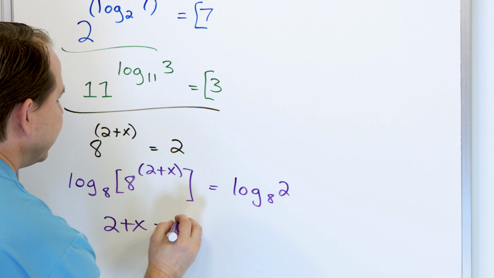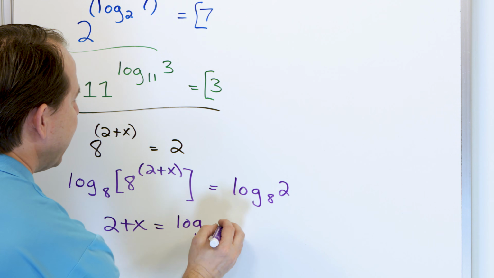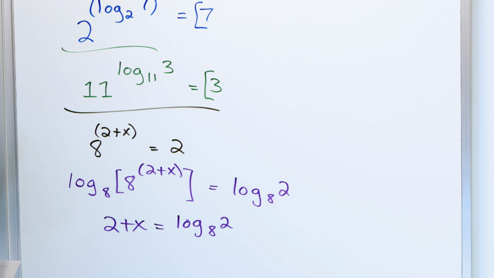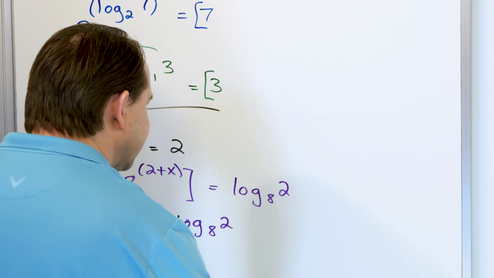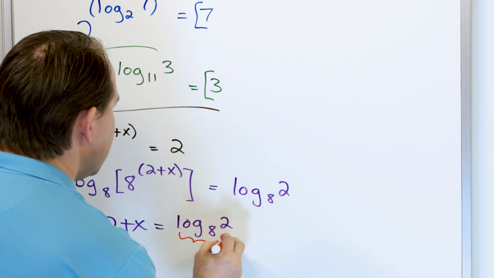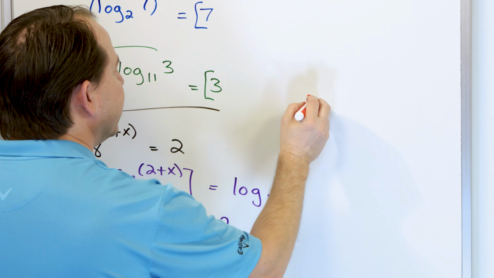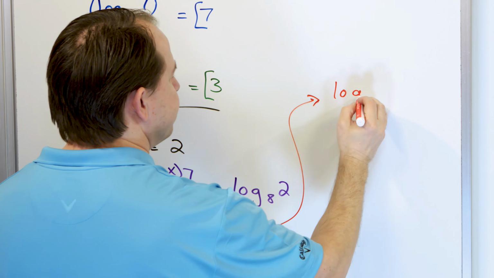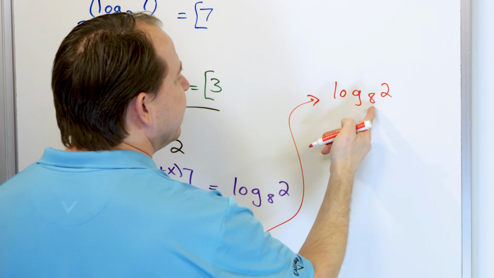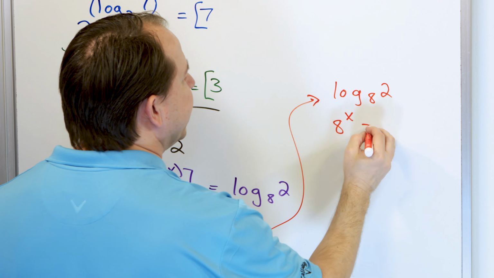On the right-hand side, you still have to deal with this log base 8 of the number 2. That's true. That's there. But we know how to do logs, so let's go ahead and solve this. Let's go off here to solve that. Log base 8 of the number 2. How do we solve that? It's the base 8 to the power of something, x, is equal to 2.